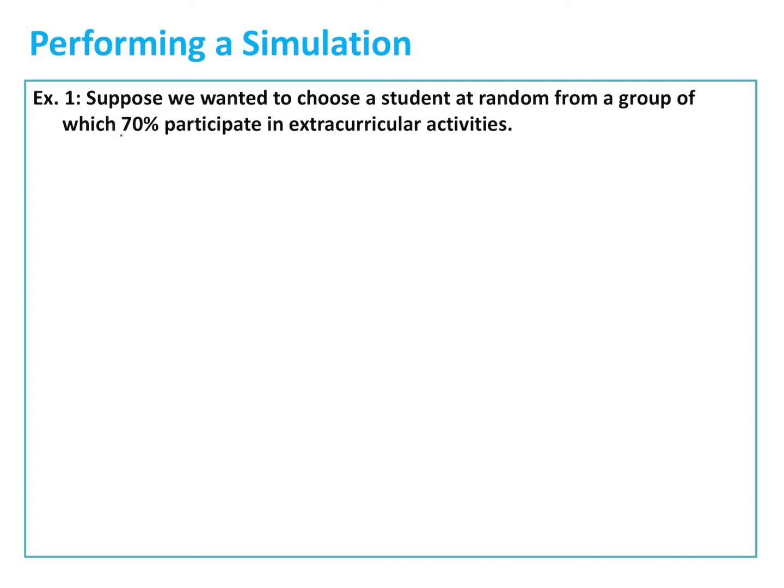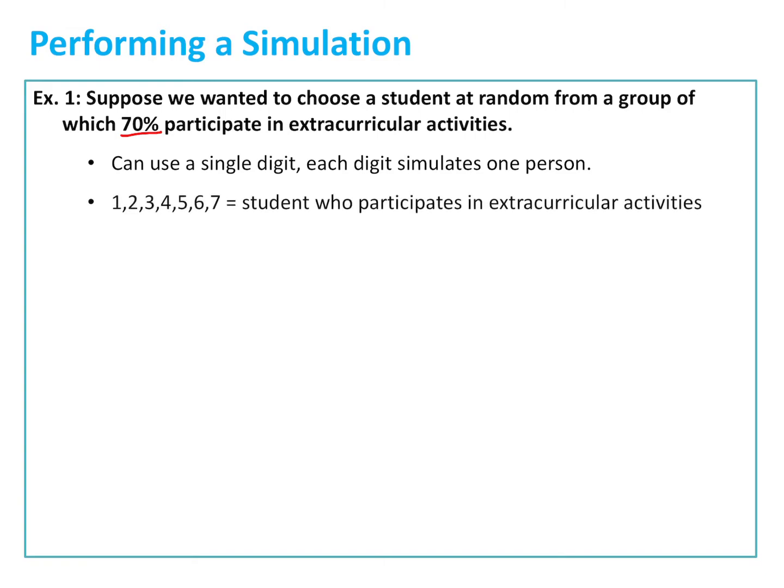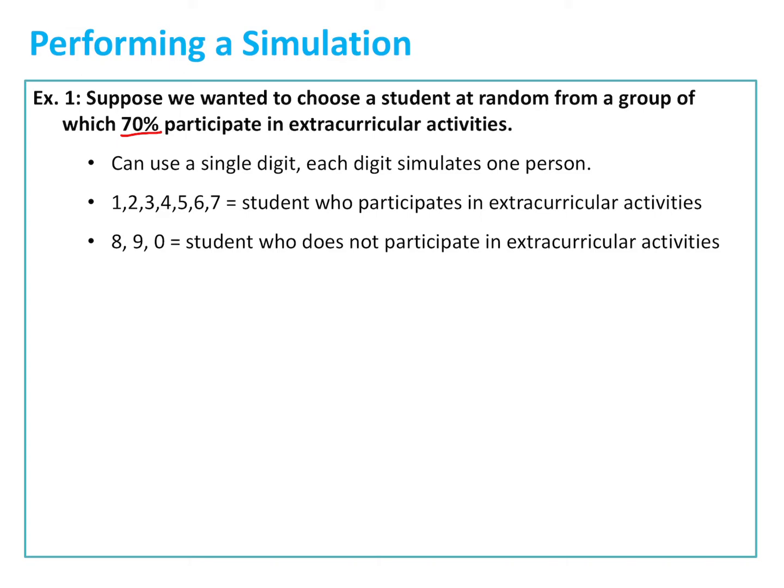Well, with 70%, we could use a single digit, because you can use a single digit between 1 and 10, or 0 and 9 in our case, to represent one person, because you could pick 7 out of those 10 people. So in our case, we could let 1, 2, 3, 4, 5, 6, 7 equal a student who participates in an extracurricular activity. And then 8, 9, and 0 would be students who do not.